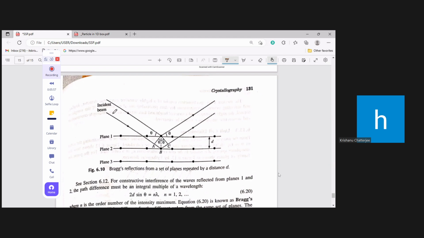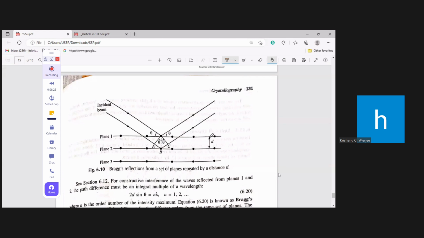That means if you talk about this incident ray, it is traveling a path AB and BC extra than this one. So this is the extra path traveled. So what is the path difference between these two rays? The path difference is AB plus BC. That is the path difference.